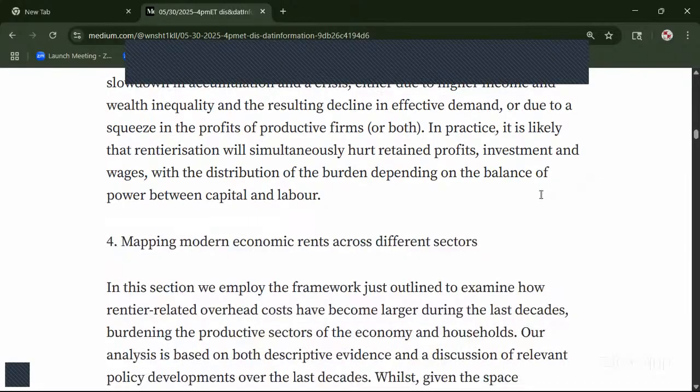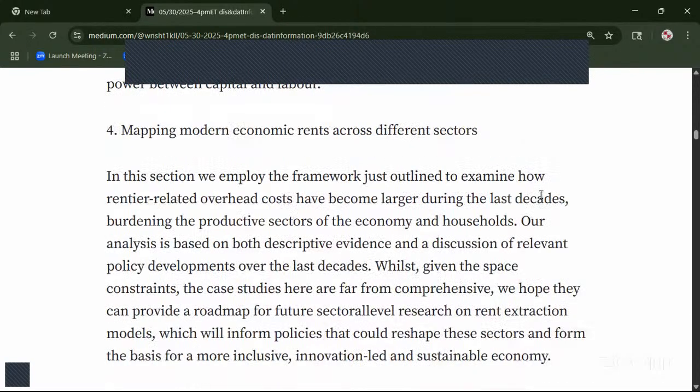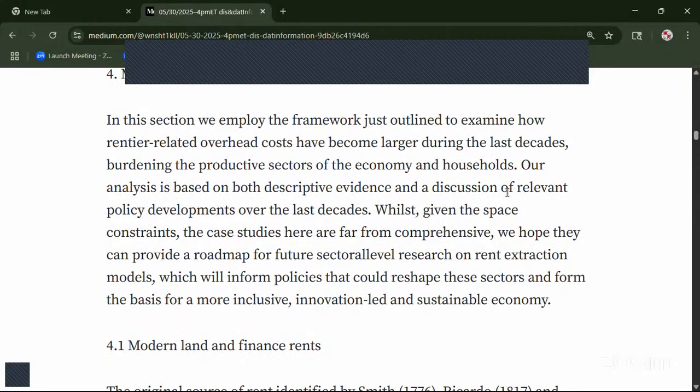Number four, mapping modern economic rents across different sectors. Now, in this section, we employ the framework just outlined to examine how rentier-related overhead costs have become larger during the last decades, burdening the productive sectors of the economy and households. Our analysis is based on both descriptive evidence and discussion of relevant policy developments over the last decades. Given the space constraints, the case studies here are far from comprehensive. We hope they can provide a roadmap for future sectoral level research on rent extraction models, which will inform policies that could reshape these sectors and form the basis for a more inclusive, innovation led, and sustainable economy.